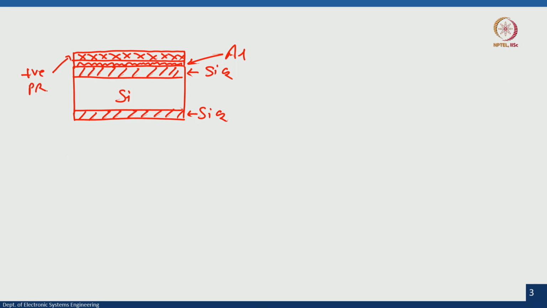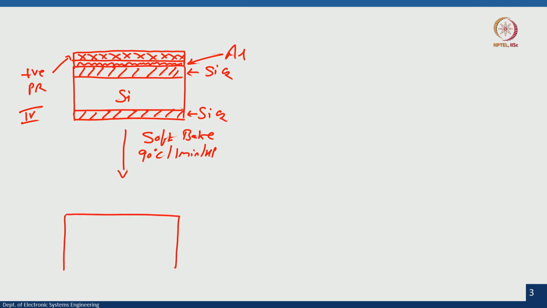Positive photoresist, we will spin coat positive photoresist. This is our fourth step. After spin coating photoresist, what is the next step? You remember, soft bake. Soft bake, right. Next step, what was the next step after soft bake? Mask. So, we require a bright field mask.